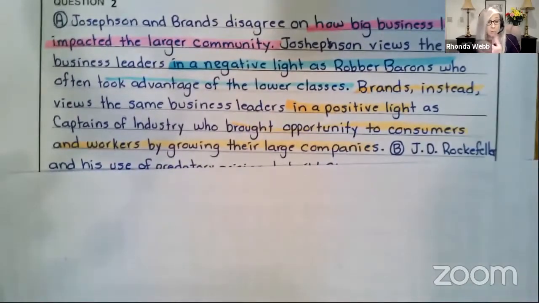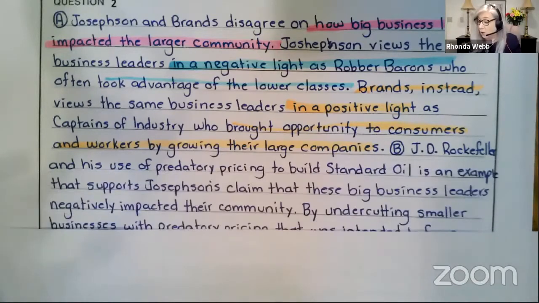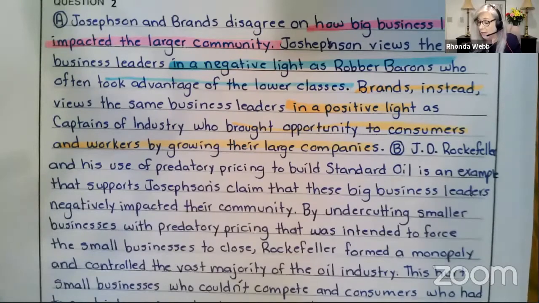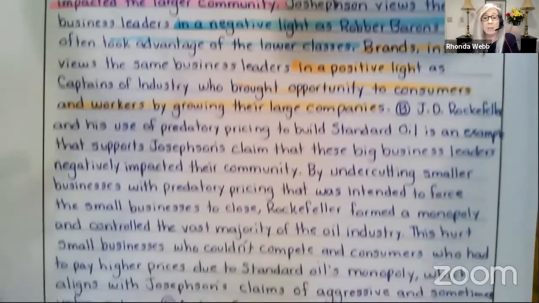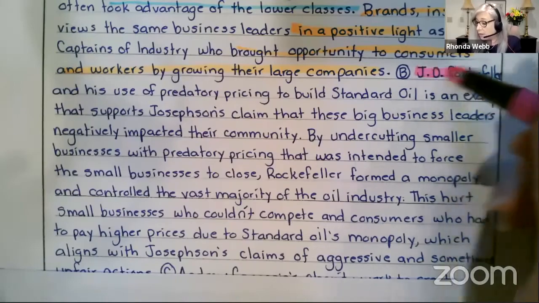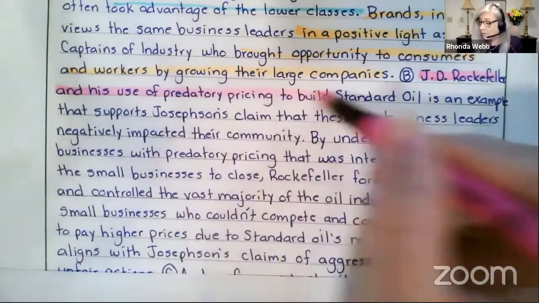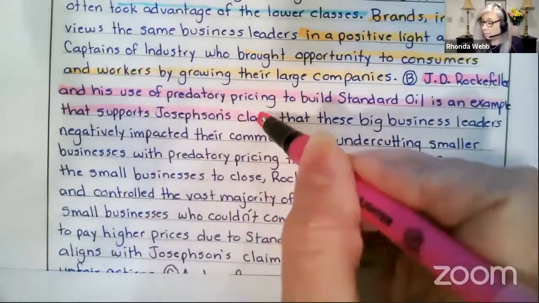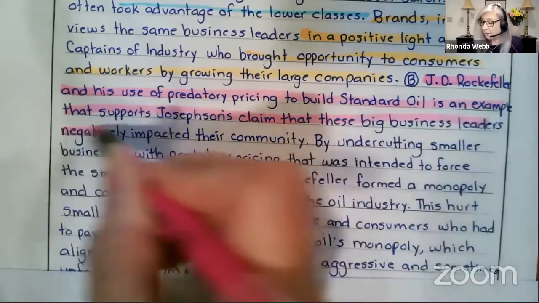Then for question B, I was supposed to come up with a piece of evidence that would support Josephson, showing that they were in a negative light. So I'm going to think back to some of those big businessmen that I studied in class, and I'm going to say that J.D. Rockefeller and his use of predatory pricing to build Standard Oil is an example that supports Josephson. So here I've got my answer. This is what I'm saying is my answer: that big business leaders negatively impacted the community.